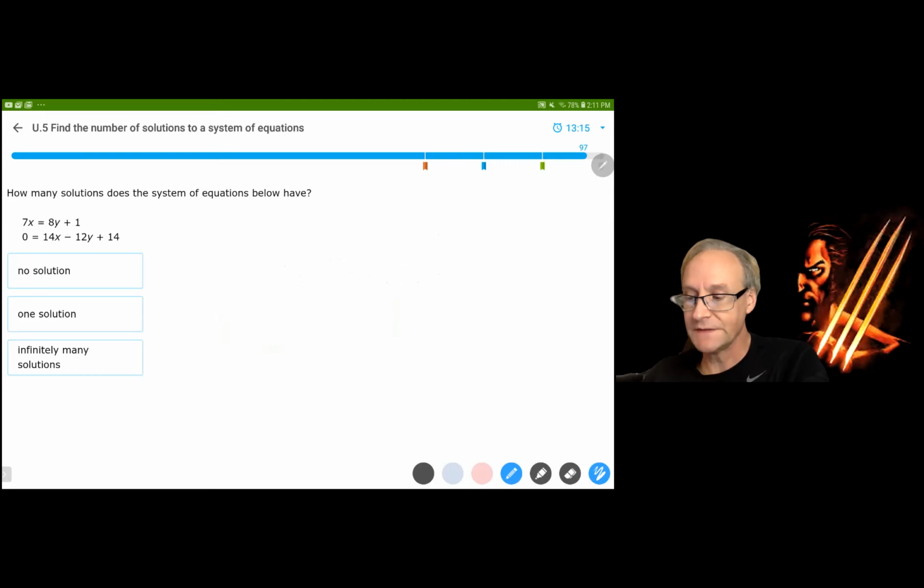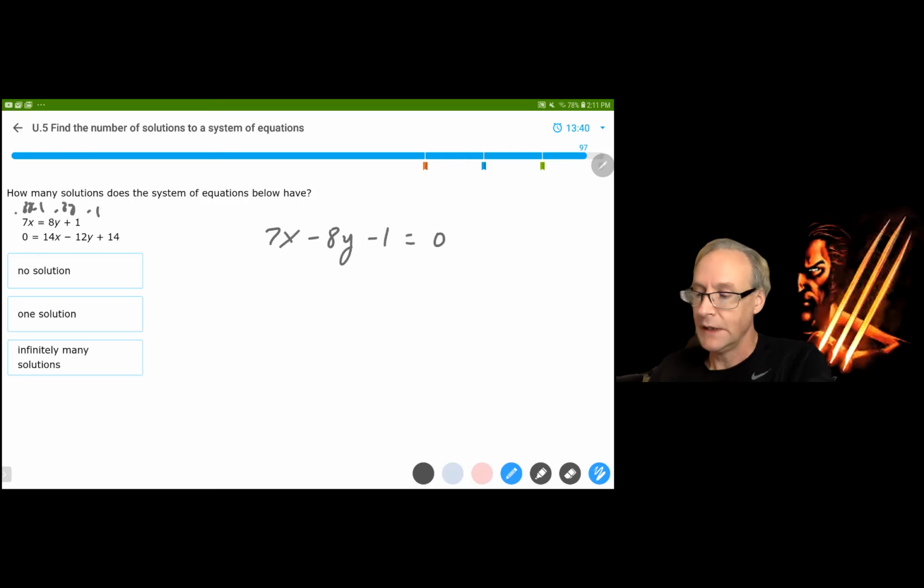All right, we need to put it in the same format again. I could get them all equal to 0 in the numerator. That would be one way to do it. Let's do it that way. Let's get the numerator all on one side. So I have 7x minus 8y minus 1 equals 0. All I did was subtract the 1 from both sides and subtract the 8y from both sides. Hopefully you can see what I'm doing there. In the second equation, I'm going to write it on the other side, alongside this one, 14x minus 12y plus 14 equals 0.